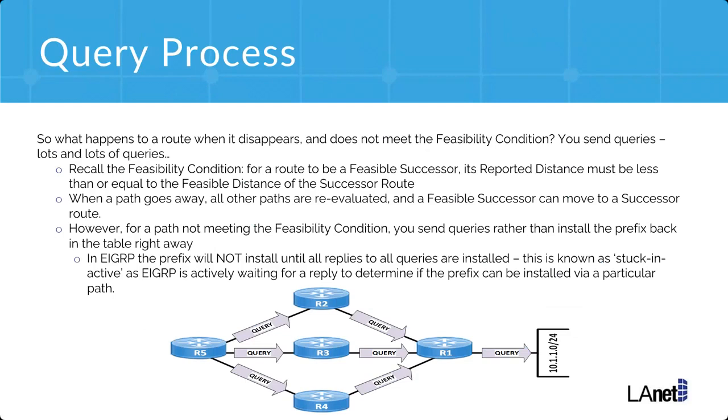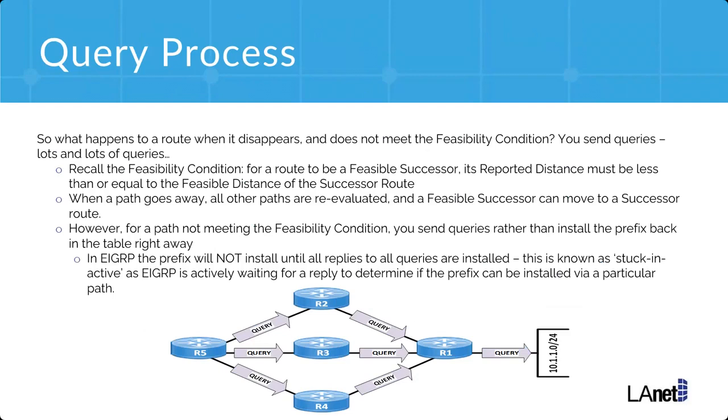And what's worse is when I send those queries, I will not install a route until I get a response. When I send those queries, I mark the prefix I'm querying for, in this case 10.1.1.0/24, in what we call active state, which means I'm actively looking for a path to get there. So active state is bad. I wait until I get a response from all those queries before I take it out of active state and install it.